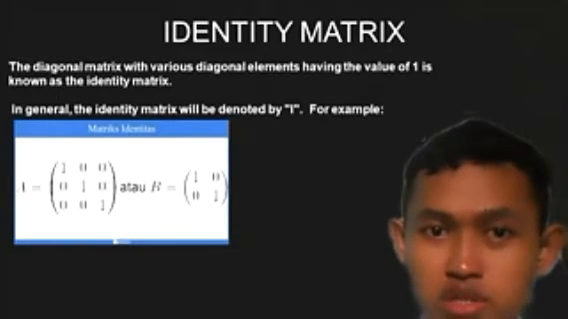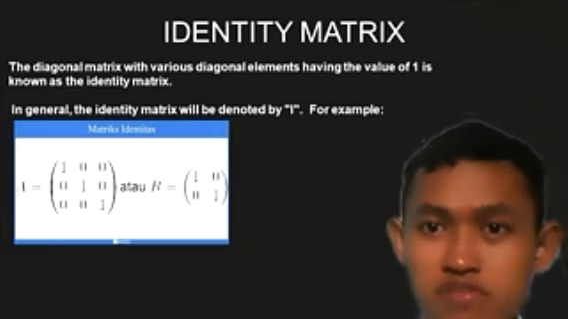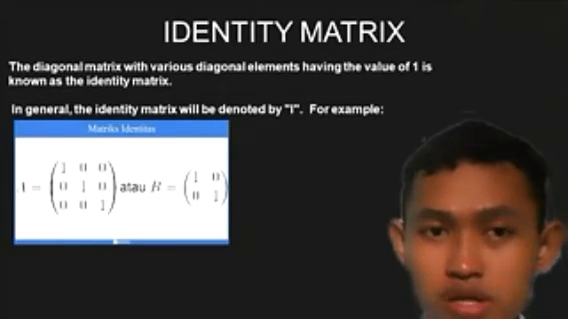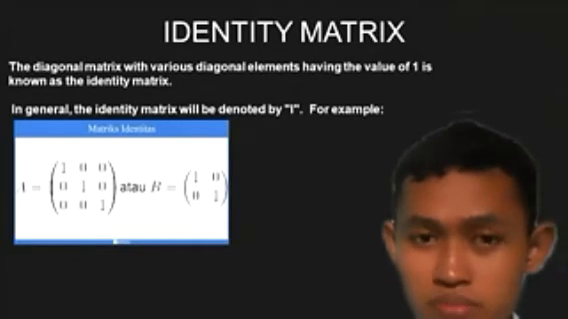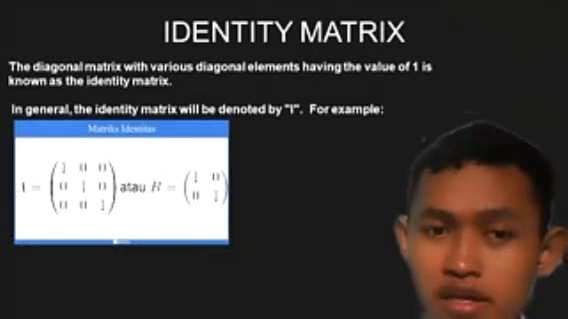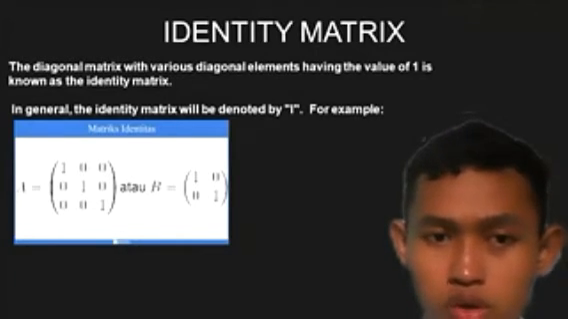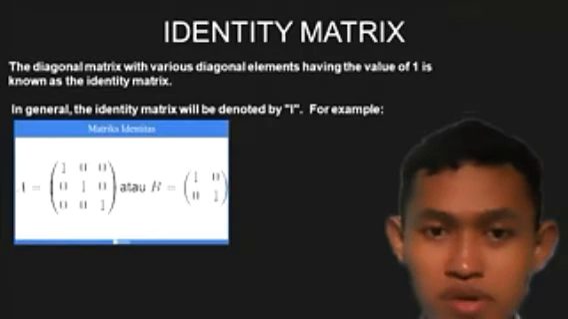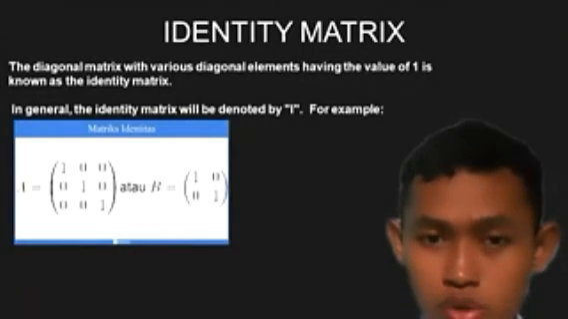A diagonal matrix with all diagonal elements having the value of 1 is known as the identity matrix. In general, the identity matrix will be noted by I. For example, matrix A with elements 1, 0, 0, 0, 1, 0, and 0, 0, 1. And matrix B is 1, 0, 0, 1.